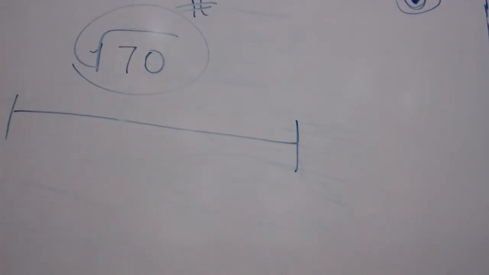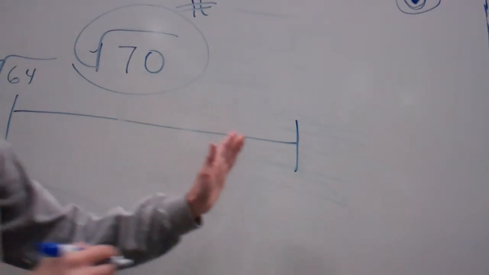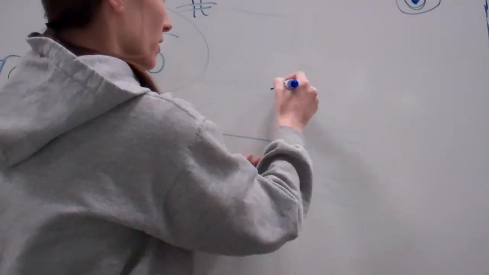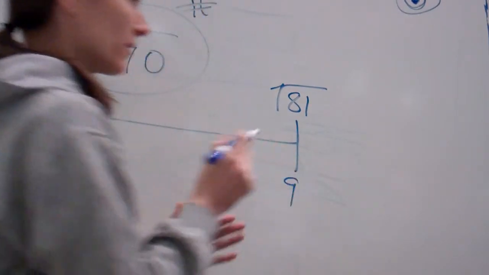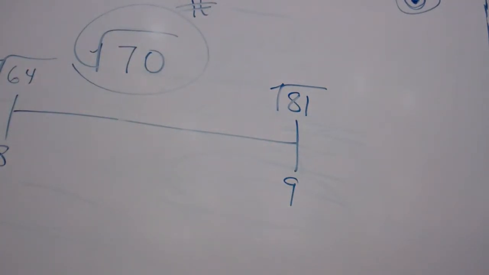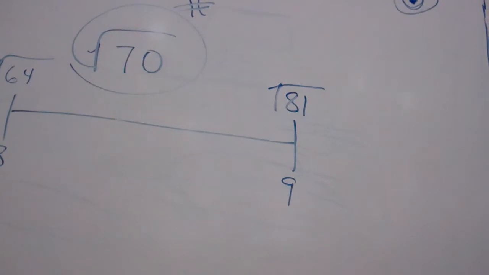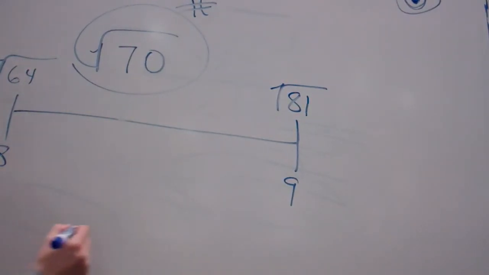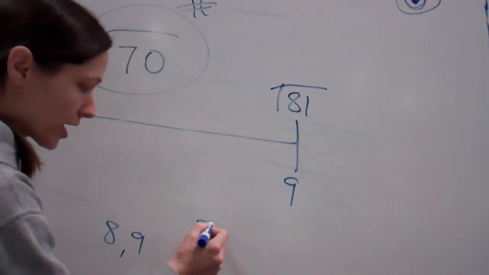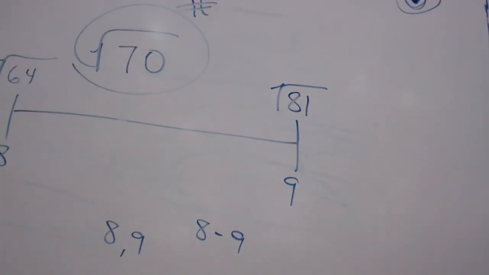8 times 8 and 9 times 9. 8 times 8, we know that's 64, so the square root of 64 is 8. And 9 times 9 is 81, so the square root of 81 is 9. Is she right? Yes, she is. Way to go. So the answer would be 8 and 9. If you want to put 8-9 because you're showing me that it's in between, that's fine too. Everybody got what you're supposed to do?